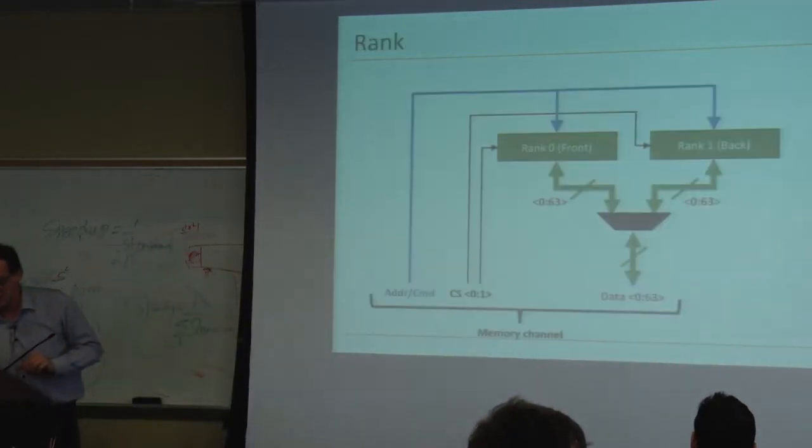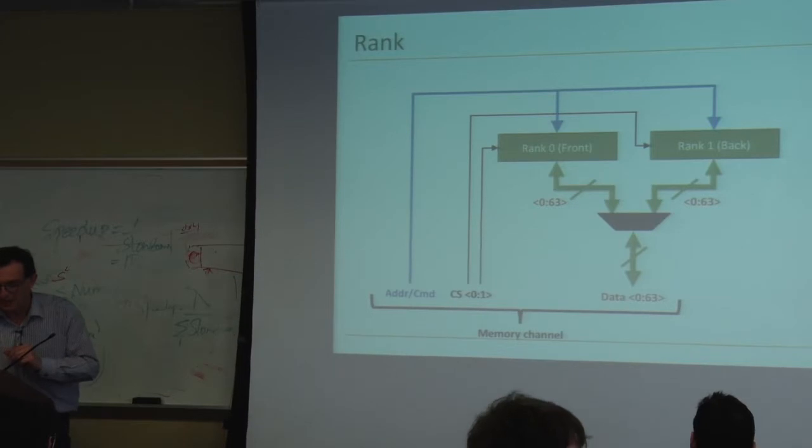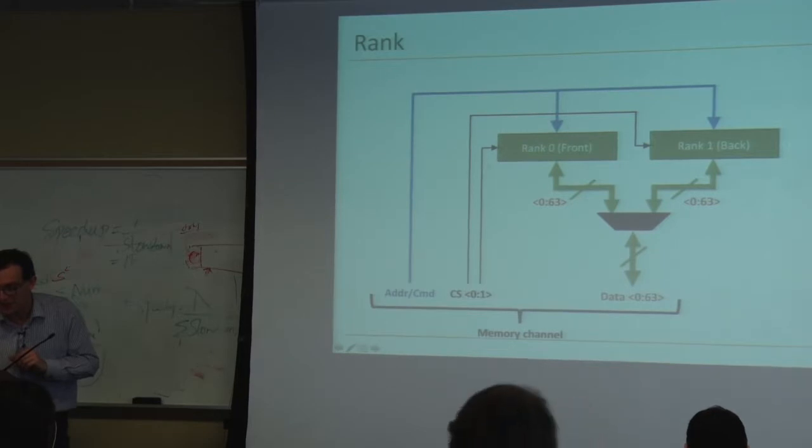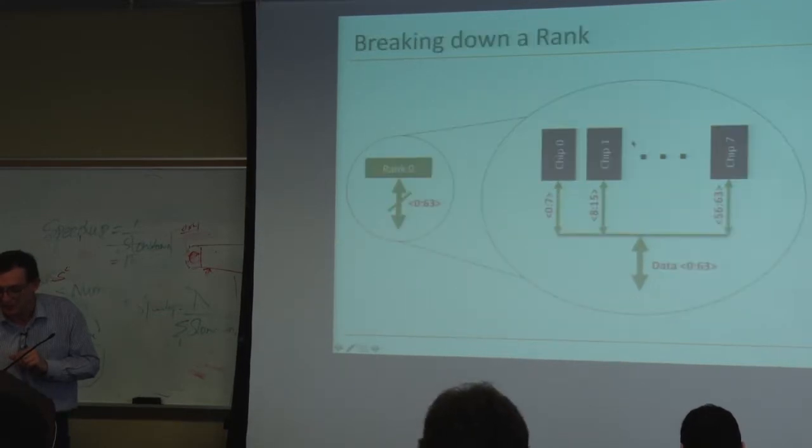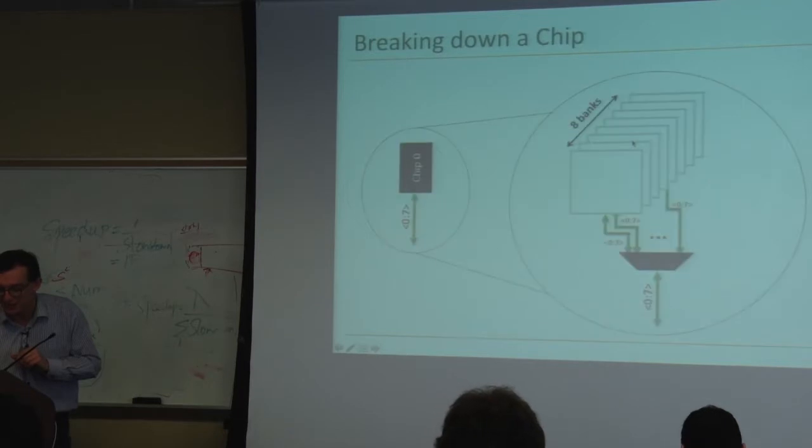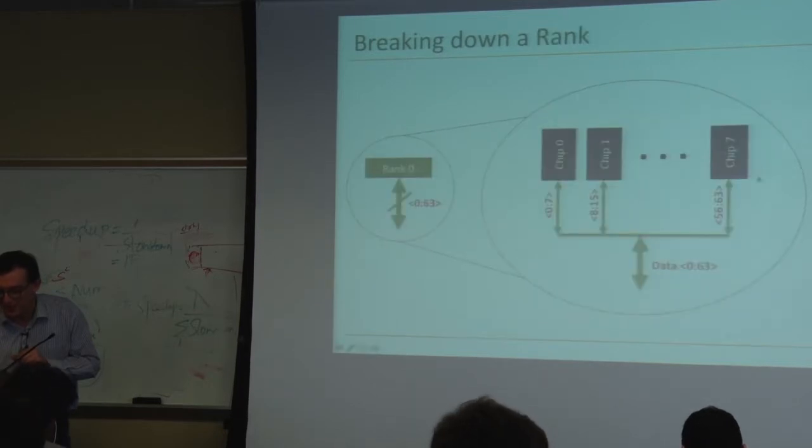And you can break down the rank. Ranks obviously share the memory channel. And each rank responds to the same address and same command. But different ranks have a different chip select in this case. You don't need to activate both of them at the same time. And a rank consists of multiple chips, as I discussed. And they all provide different pieces of, in this case, the 64-bit data.